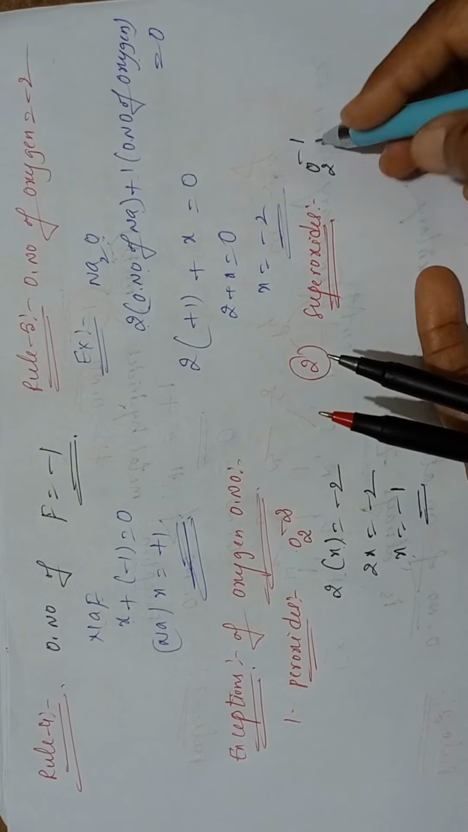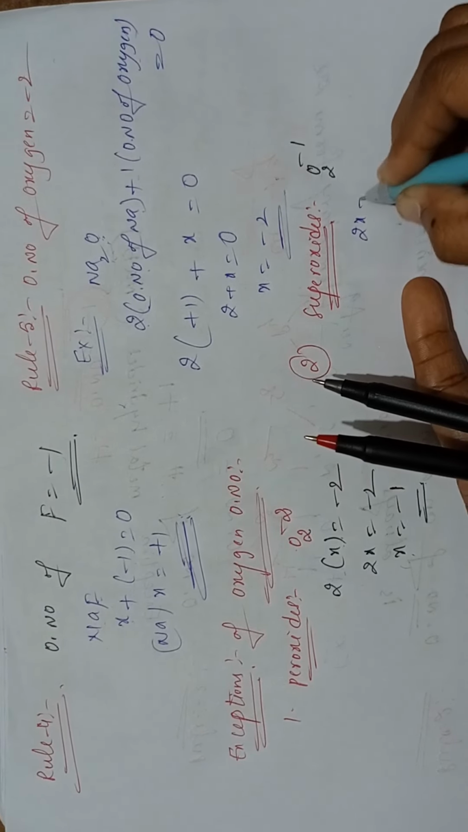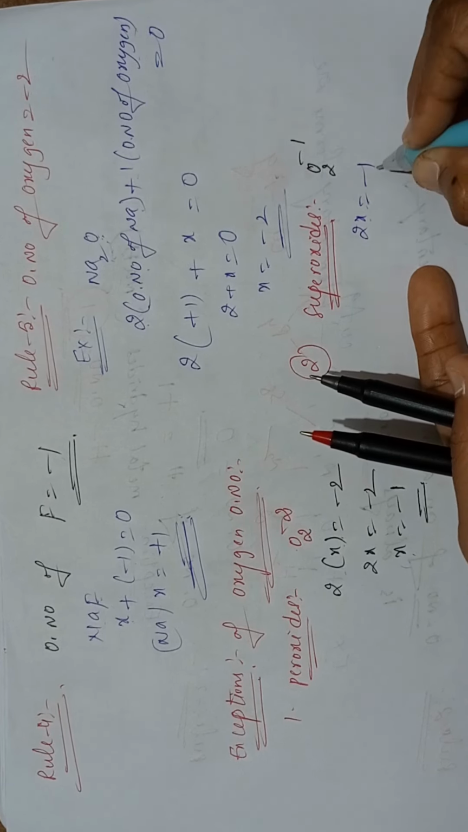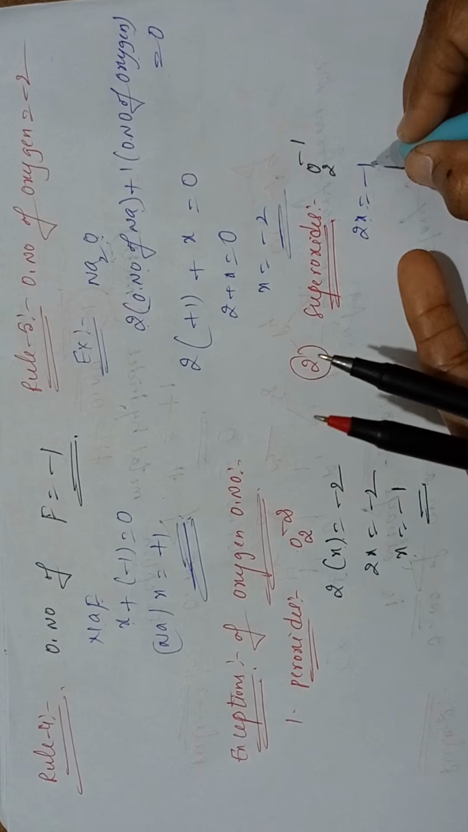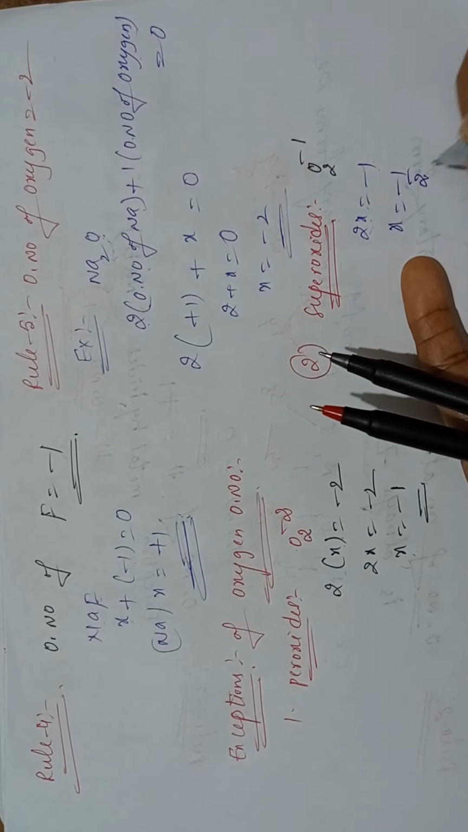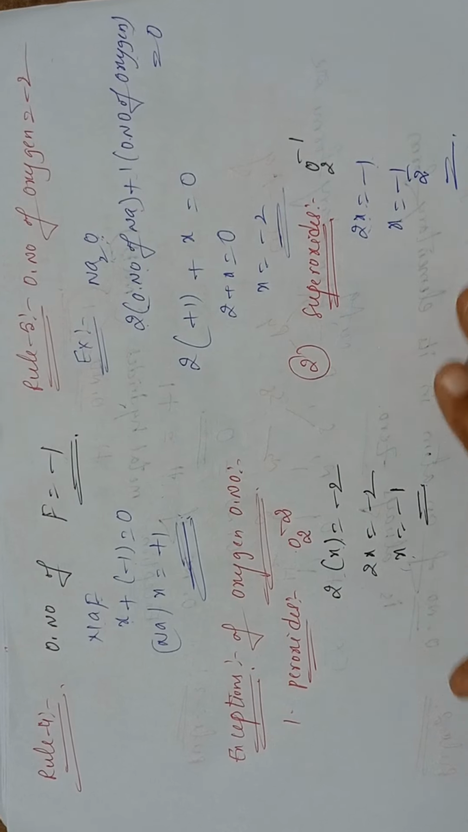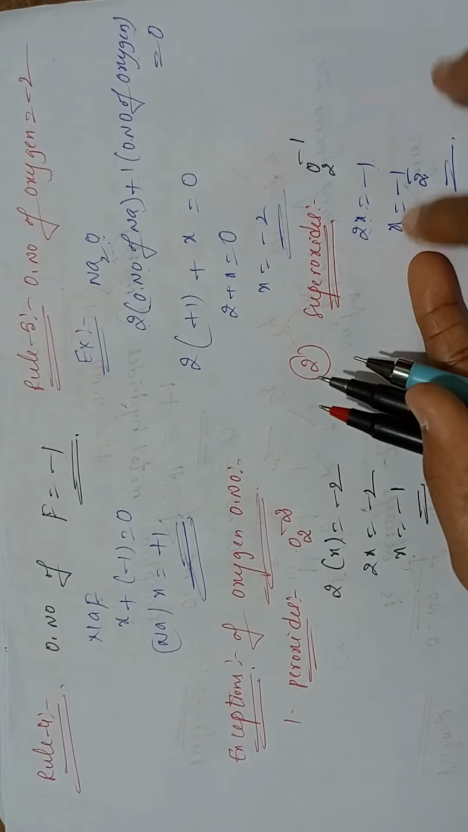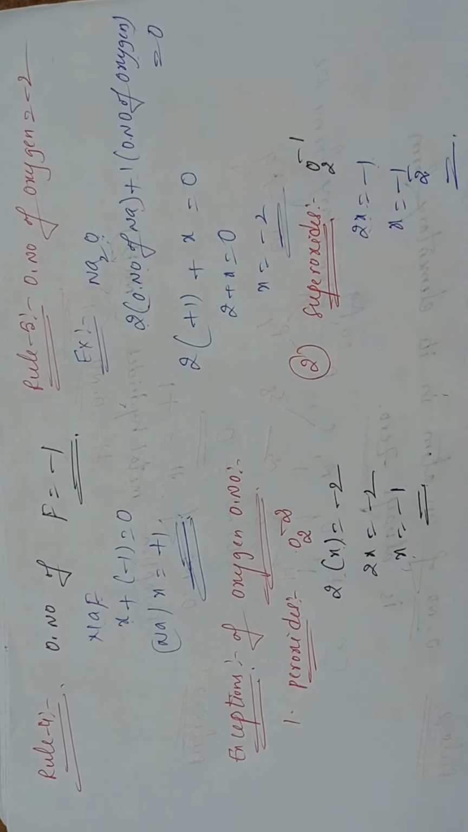Then how to find it? Oxidation number of oxygen: 2X is equal to the charge. 2 oxygens are there, and you have to take the charge equal to -1. Understanding? 2X is equal to -1, X is equal to -1/2. Clear this one? This is a superoxide oxidation number. In superoxides, oxygen oxidation number is -1/2, students.